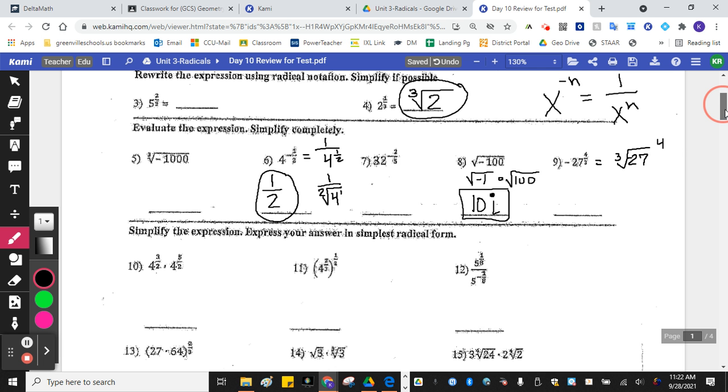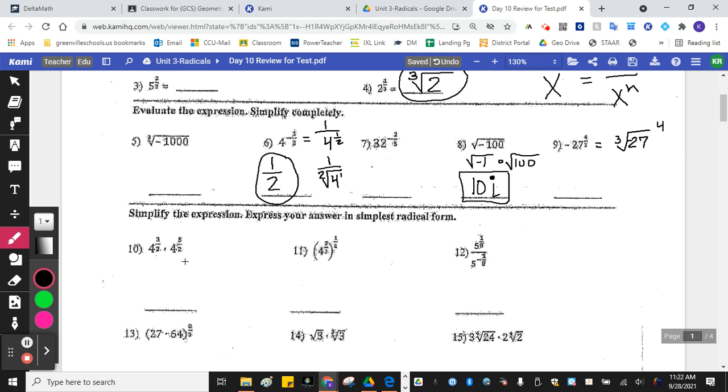I'm doing 10. I'm doing 10. 10, they are like bases. I don't know how to do them.